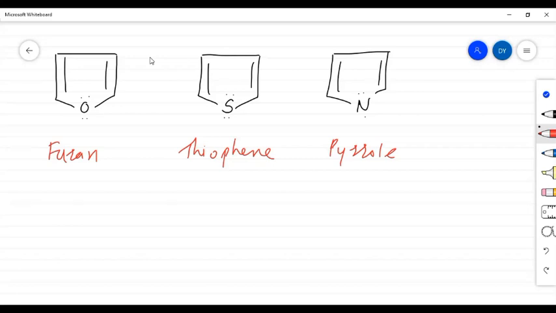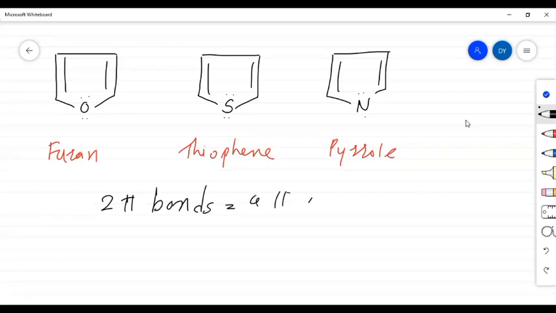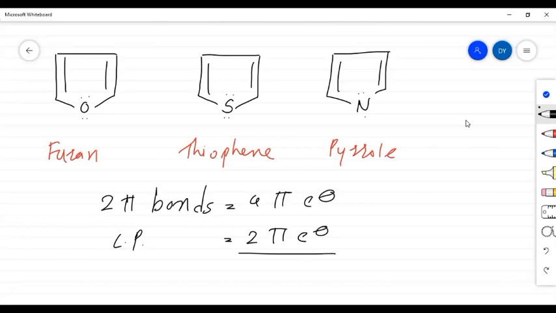Now we're going to study whether this compound follows Huckel's rule or not. All these compounds contain two pi bonds, which means how many pi electrons? 4 pi electrons. Now the lone pair, only one lone pair acts as a bond pair. So the lone pair is equal to 2 pi electrons. So how many pi electrons are there? 6 pi electrons. And 6 pi electrons means they follow Huckel's rule of aromaticity.